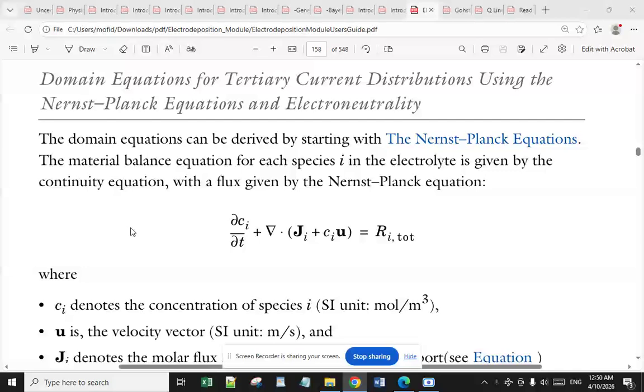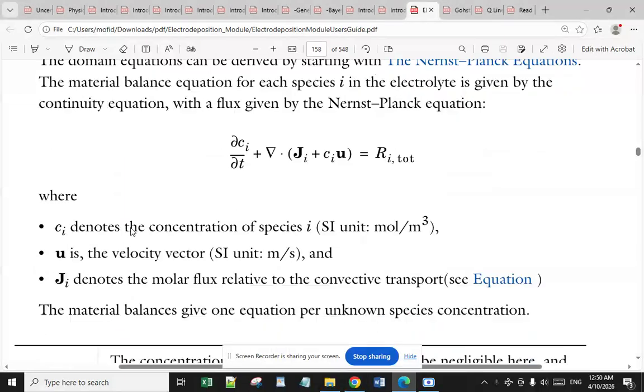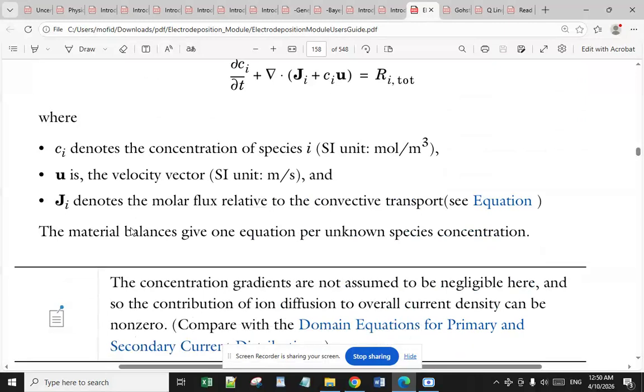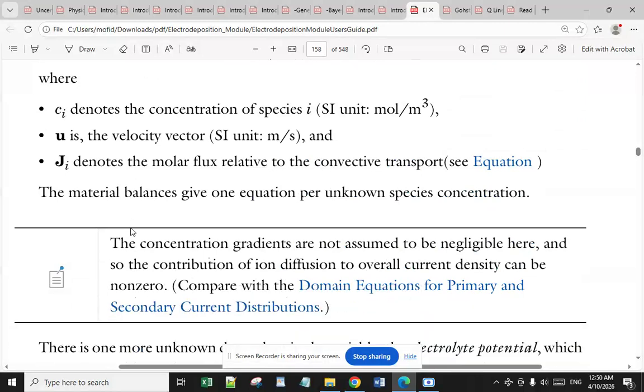The material balance equation for each species i in the electrode is given by the continuity equation, with a flux given by the Nernst-Planck equation: the derivative of c_i with respect to time, plus the divergence of N_i, plus c_i u, is equal to R_i total, where c_i denotes the concentration of species i, the SI unit is mole per cubic meter, u is the velocity vector, the SI unit is meter per second, and N_i denotes the molar flux related to the convective transport.